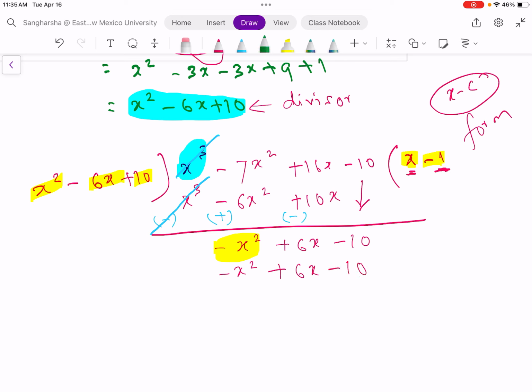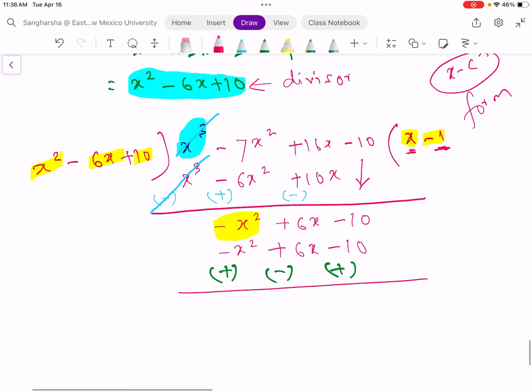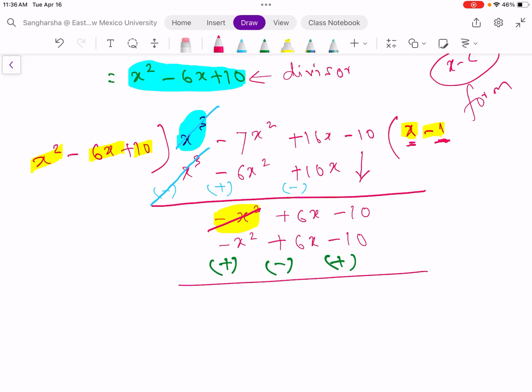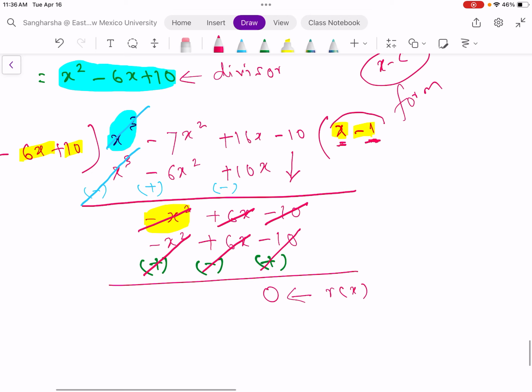Now we change sign. Negative x squared is negative, we make it positive. 6x is positive, we make it negative. 10 is negative, we make it positive. Okay, and make sure to use the new sign. Negative x squared, positive x squared, 0. Positive 6x, negative 6x, 0. Negative 10, positive 10, 0. So we have 0. This 0 is our remainder r of x, and this is our other factor, the q of x.